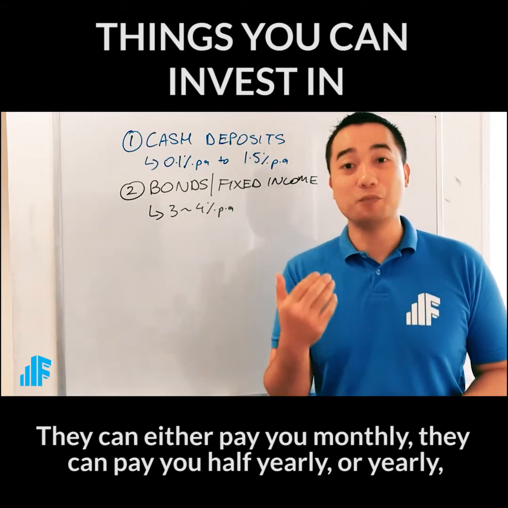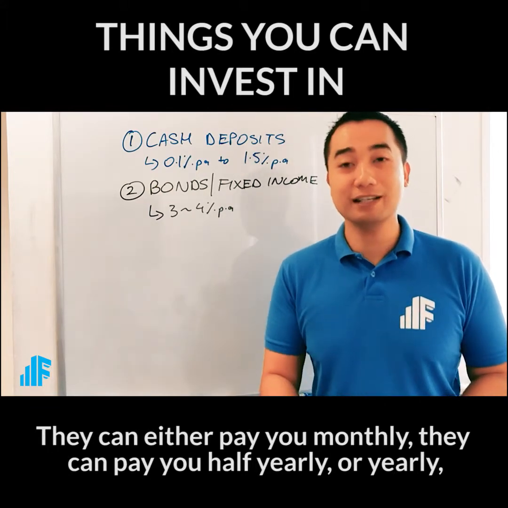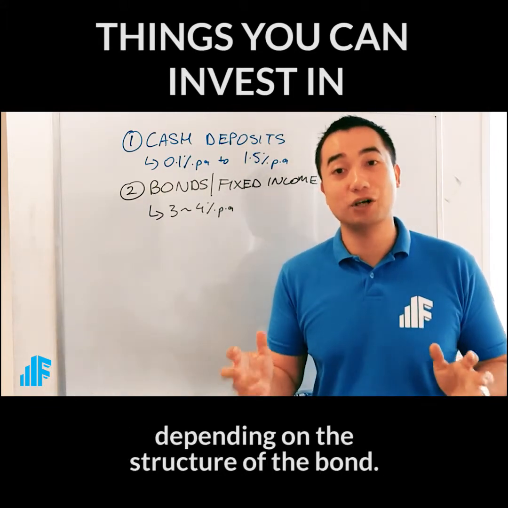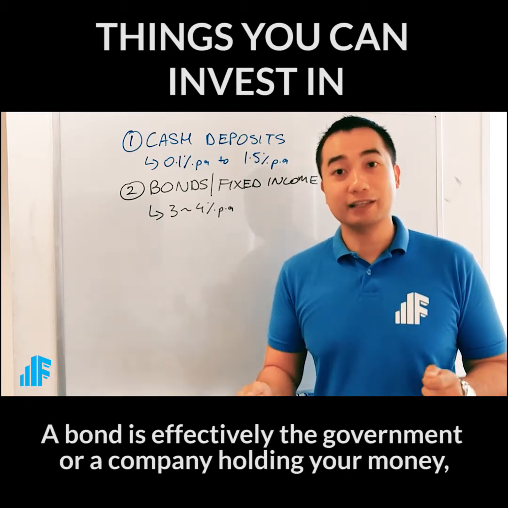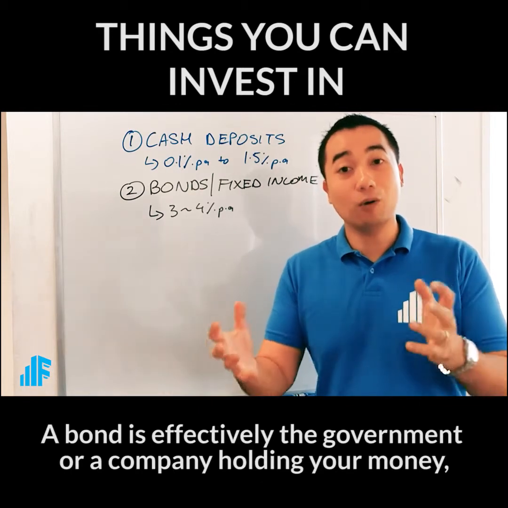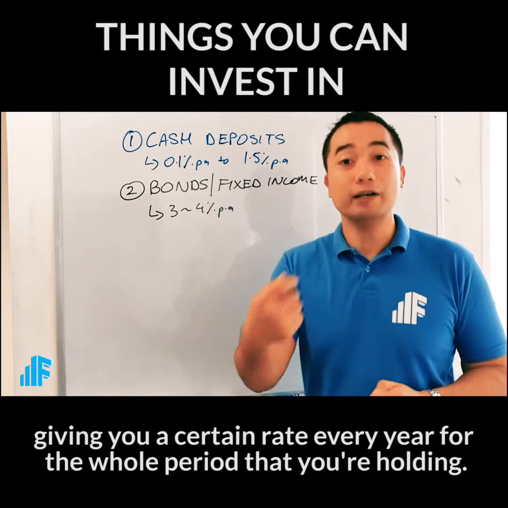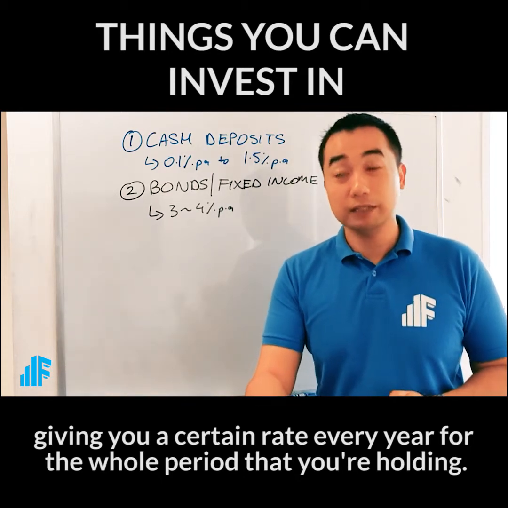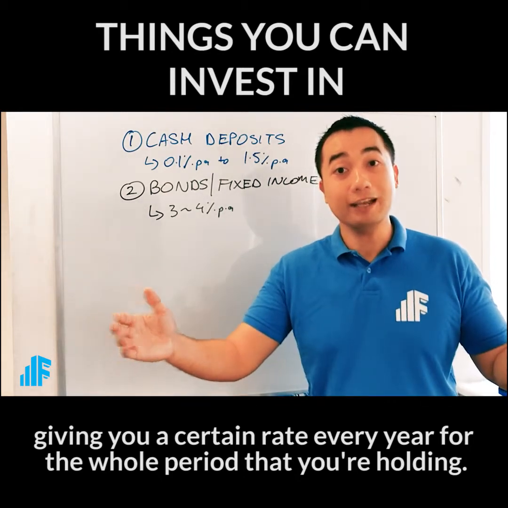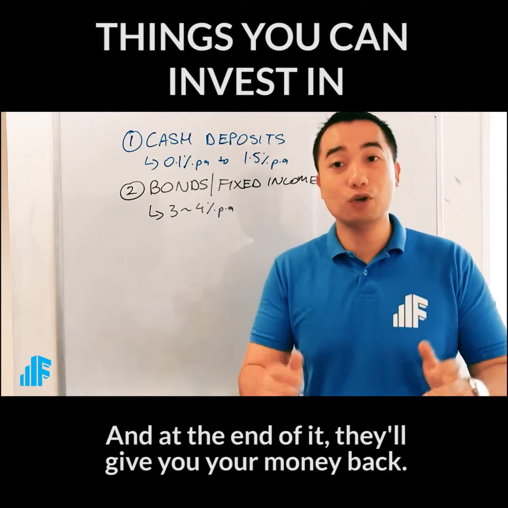They can either pay you monthly, they can pay you half yearly or yearly, depending on the structure of the bond. A bond is effectively the government or a company holding your money, giving you a certain rate every year for the whole period that you're holding, and at the end of it, they'll give you your money back.